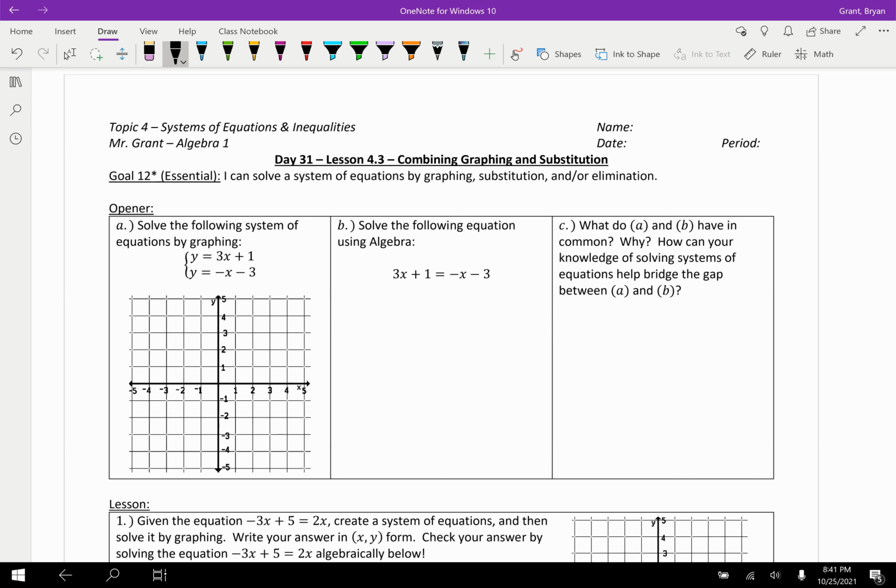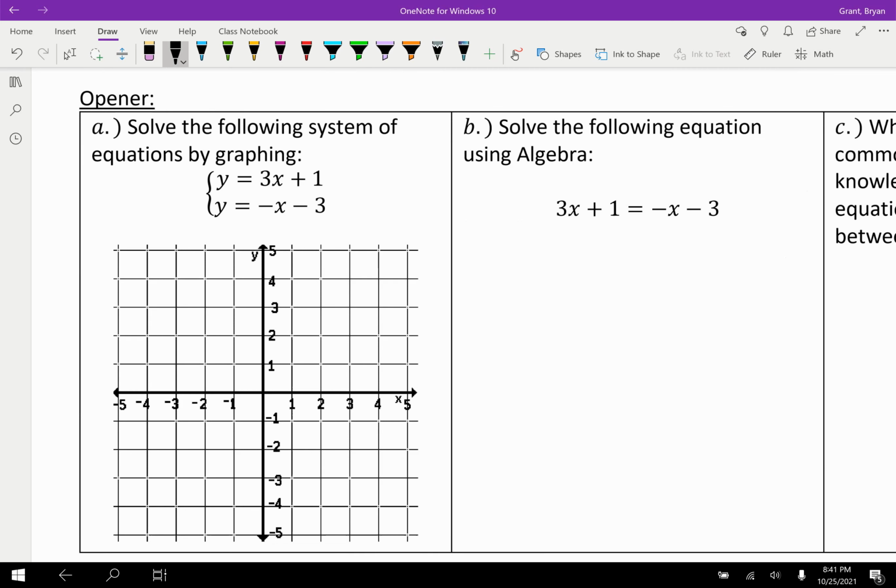So, our opener is actually going to have you solve 2 separate looking equations. On A, they want you to go ahead and solve this system of equations, which has 2 different equations in it. And since they're both in, a reminder, y equals mx plus b, you'll probably want to graph each of them. Then on part B, they want you to go through and solve this equation over here and find x. So, go ahead, pause this, get started. Should only take you about a minute or 2, and then unpause to see how you did.